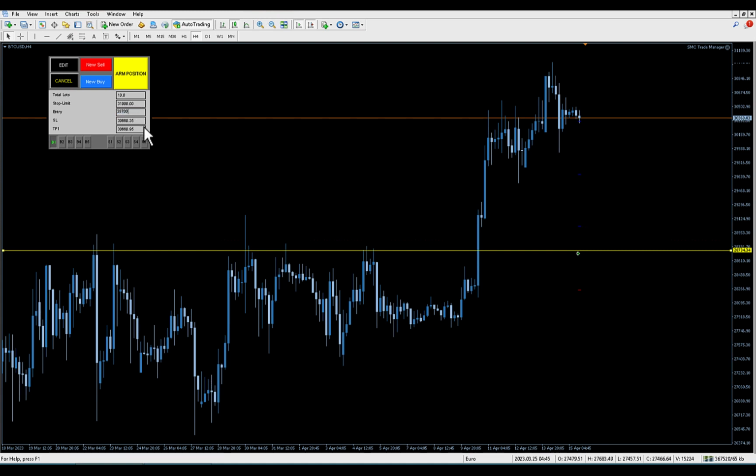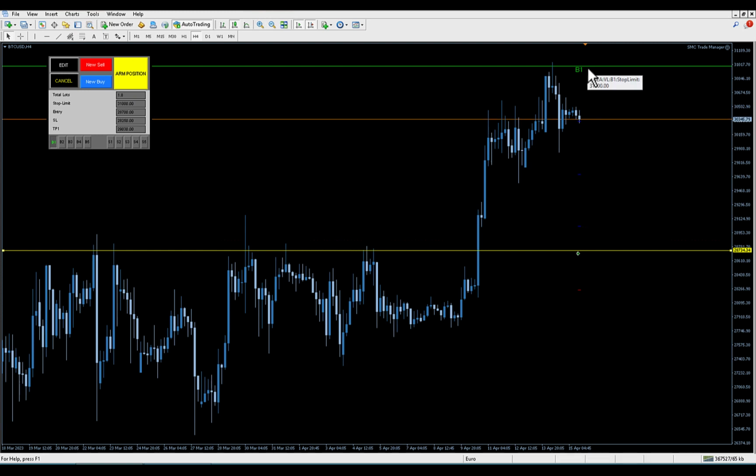28,700 for our entry. Stop loss will be 28,250. And our take profit one will be set at 29,030. I'm just rounding numbers for illustrative purposes. Okay, I'm not very precise to the tick here. Let's arm position. Then you will see that if price hits the B1 line, the Expert Advisor will execute our previous trade. So that's what I mean.